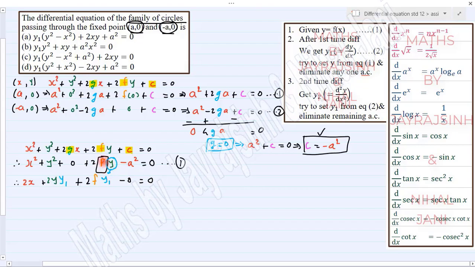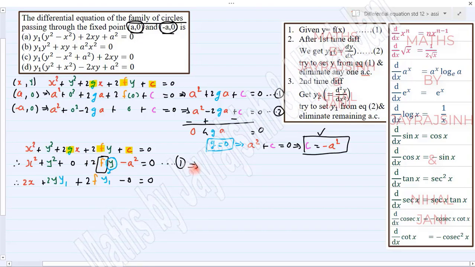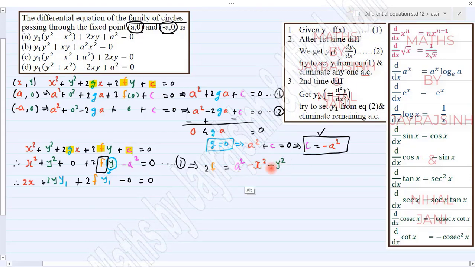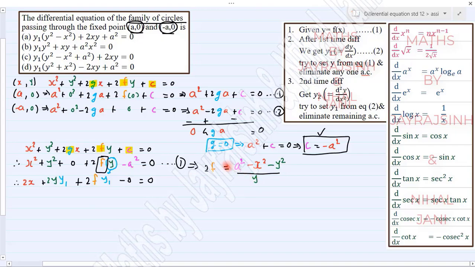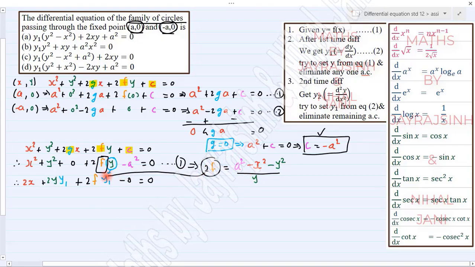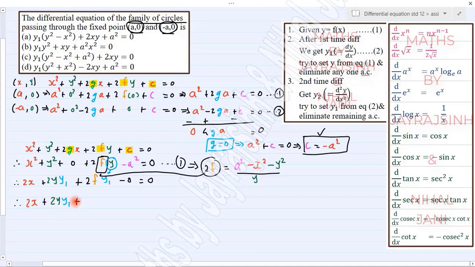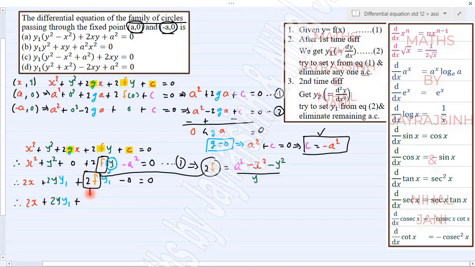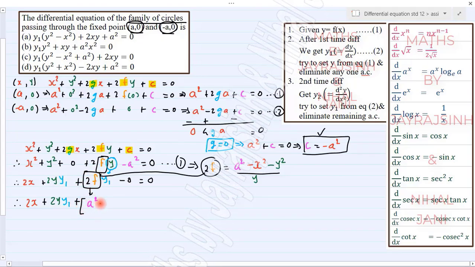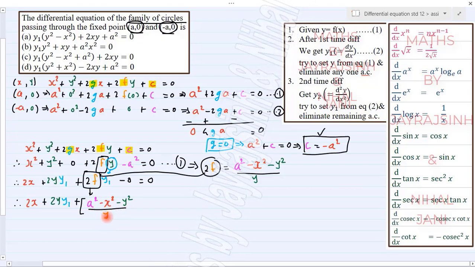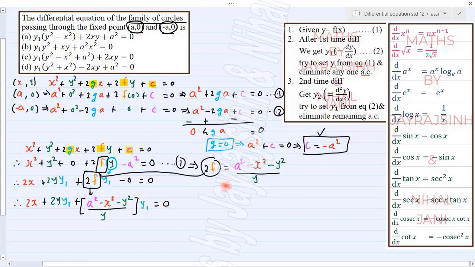On the right hand side we already have 0. So now we just have to eliminate our arbitrary constant f. So we are going to use our equation number 1. From equation number 1 we can say your 2f is simply a square minus x square minus y square, upon y. Now let's substitute this value in our term. So we will get 2x plus 2y y1 plus, instead of 2f we substitute a square minus x square minus y square, whole divided by y, into y1, is equal to 0.